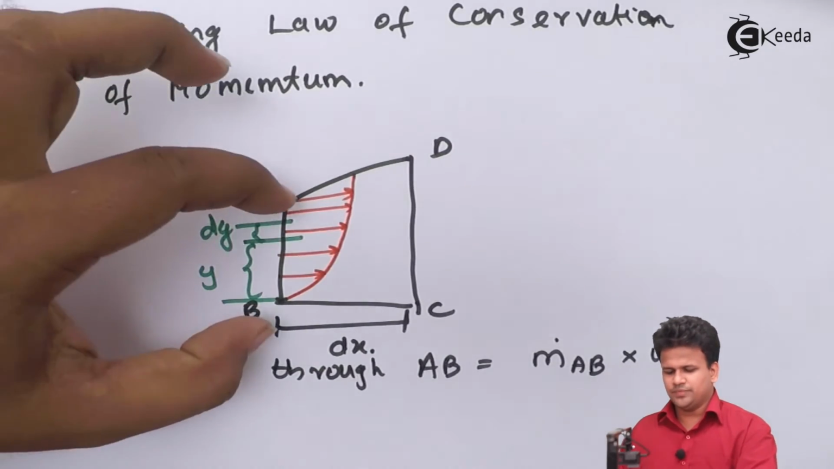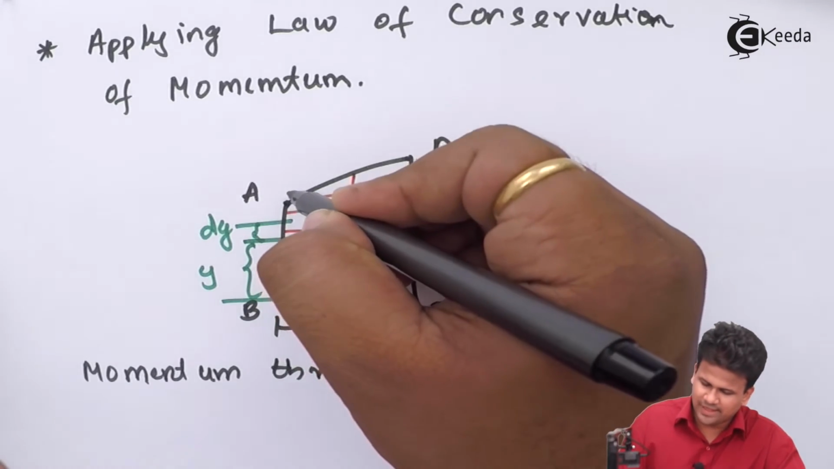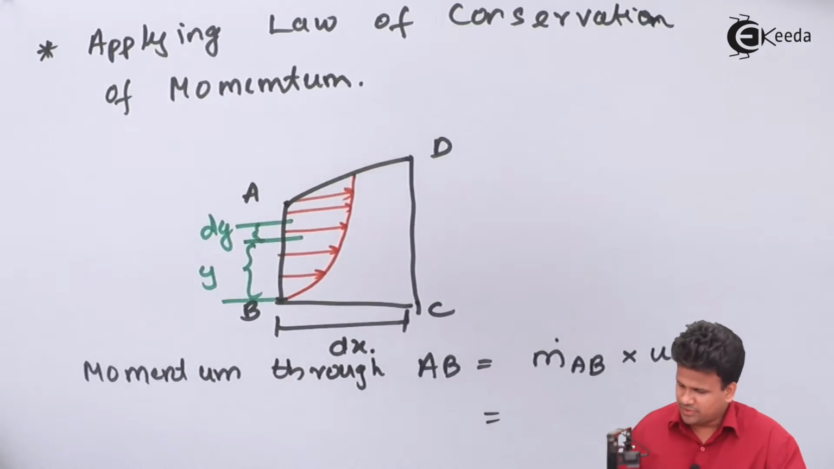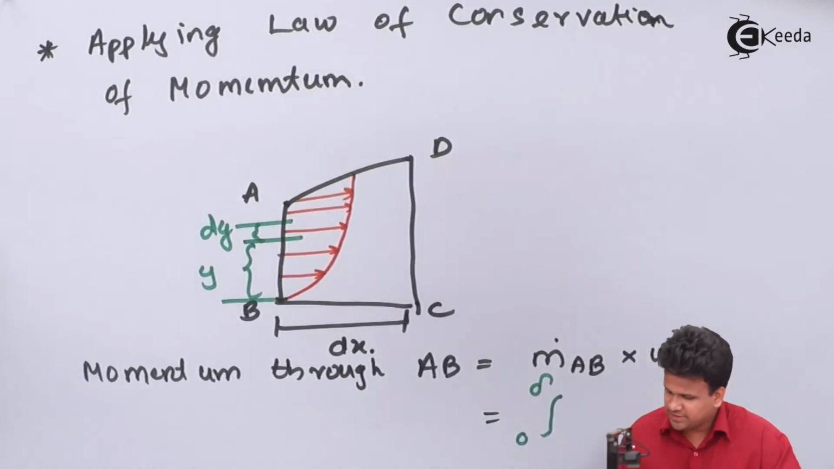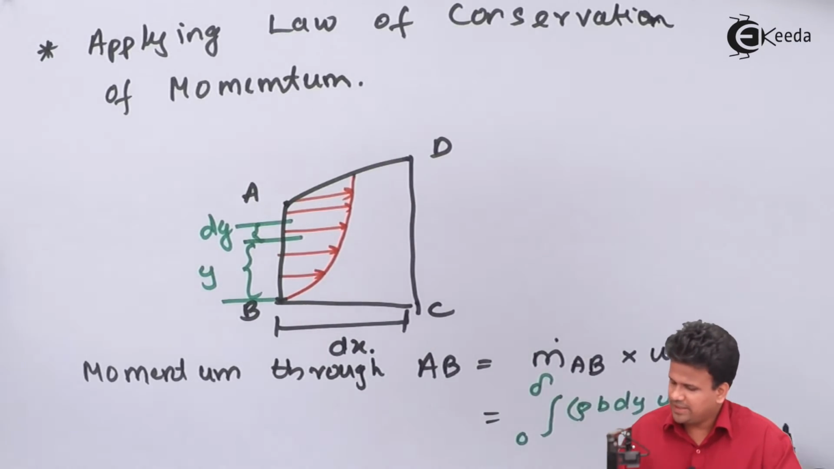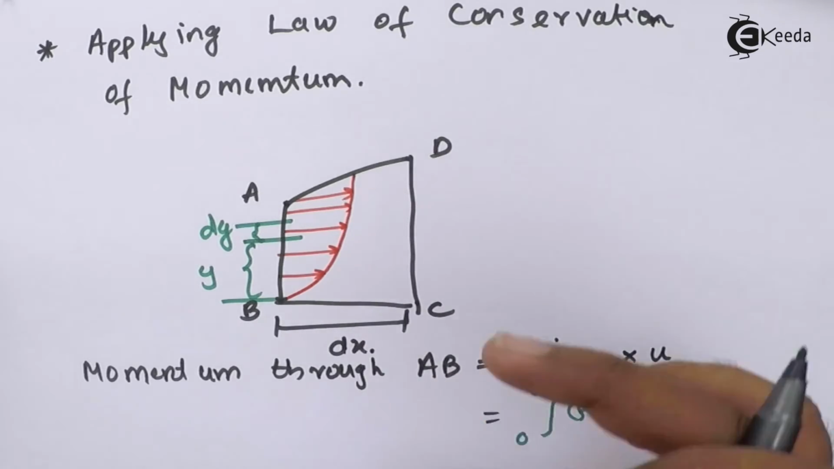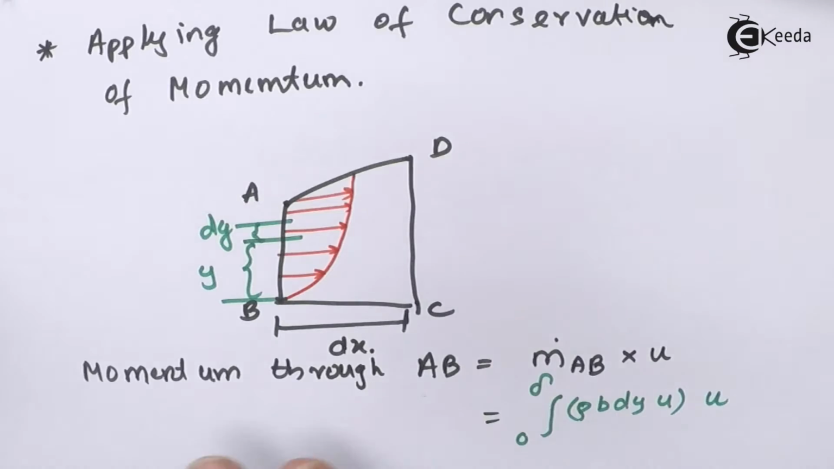So the velocity u over here will be changing from y equals 0 to y equals delta. So this can be written as the integral from 0 to delta of rho b dy into u, which we have seen earlier, multiplied again by u, and u is a function of y, so we can integrate this from 0 to delta. So this is the momentum through AB. Let us calculate the momentum through DC as well as the momentum through AD.